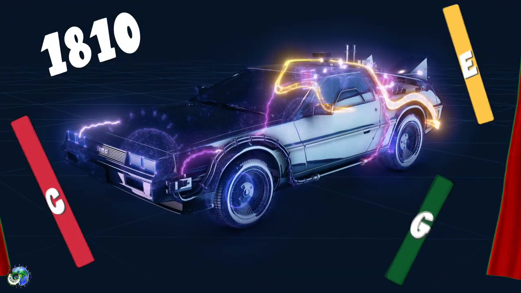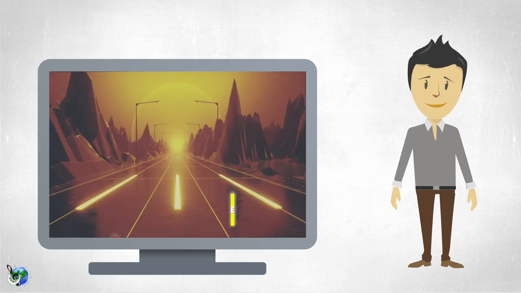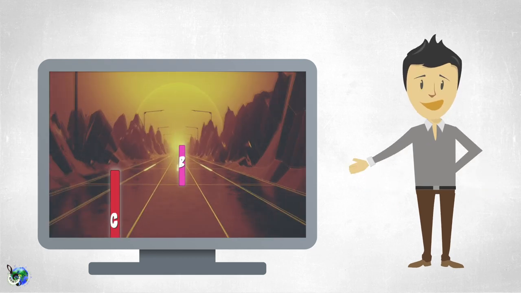So now it's Boomwhacker time. For this melody, we will need notes A, B, C, D, and E. So students who have those notes will run in place and air grab the Boomwhackers along the way.